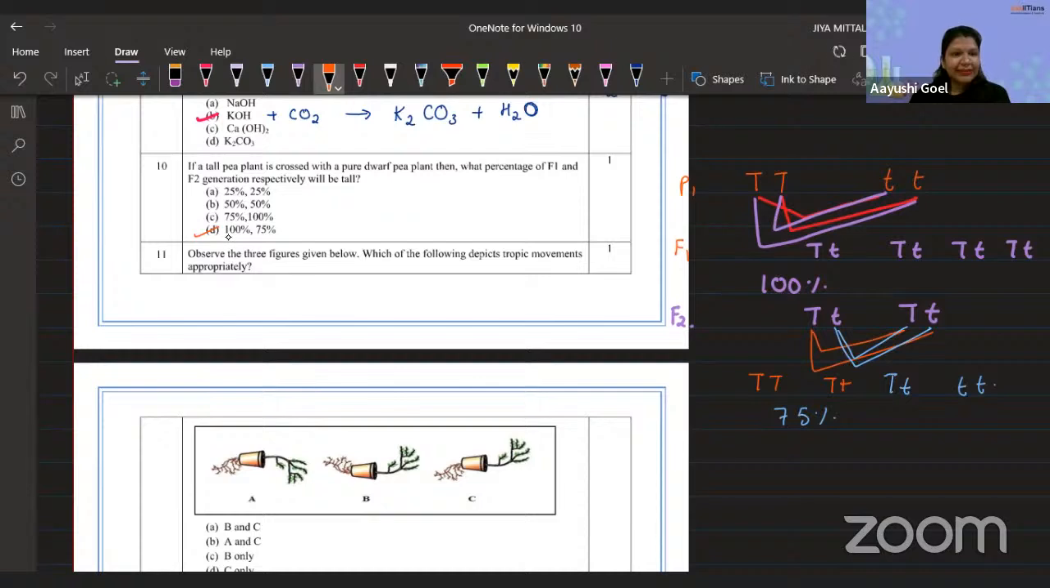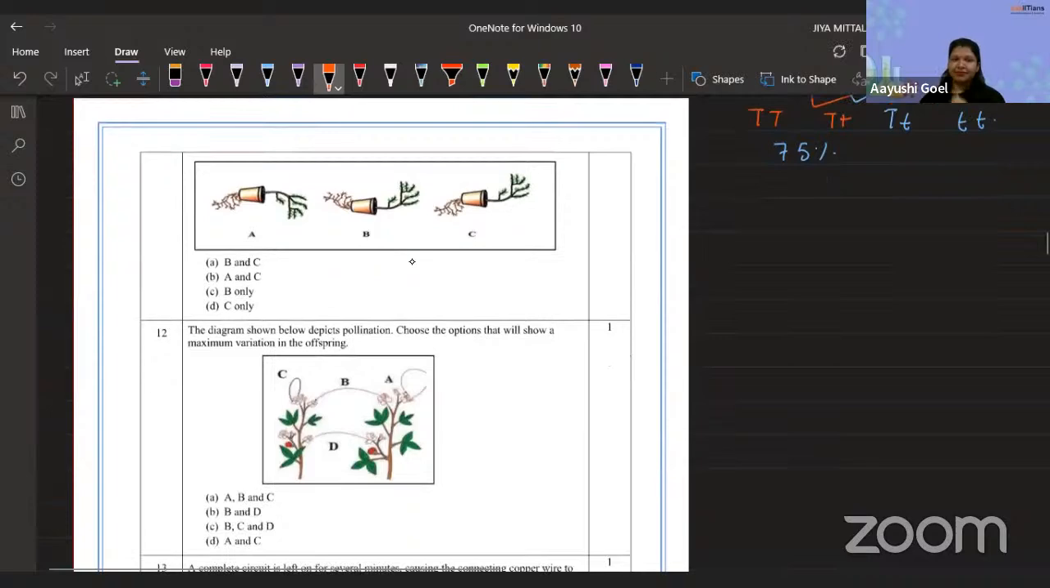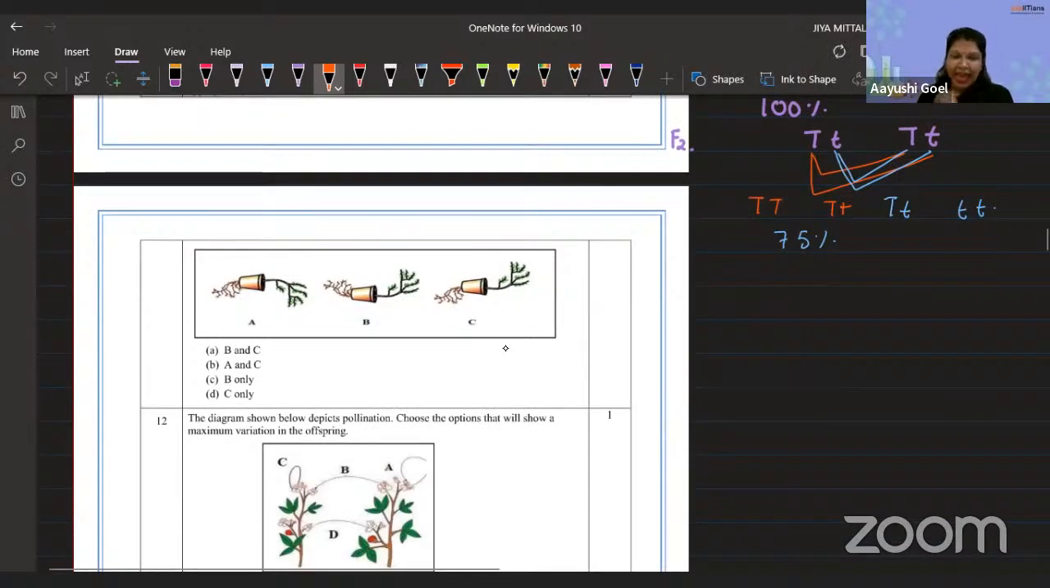Okay, the next is question number 11. Can you tell me what will be the answer to question number 11? There is a tropical movement which is given in this question. Absolutely correct. That is C, the correct answer. The roots will go down and the stem will go up.